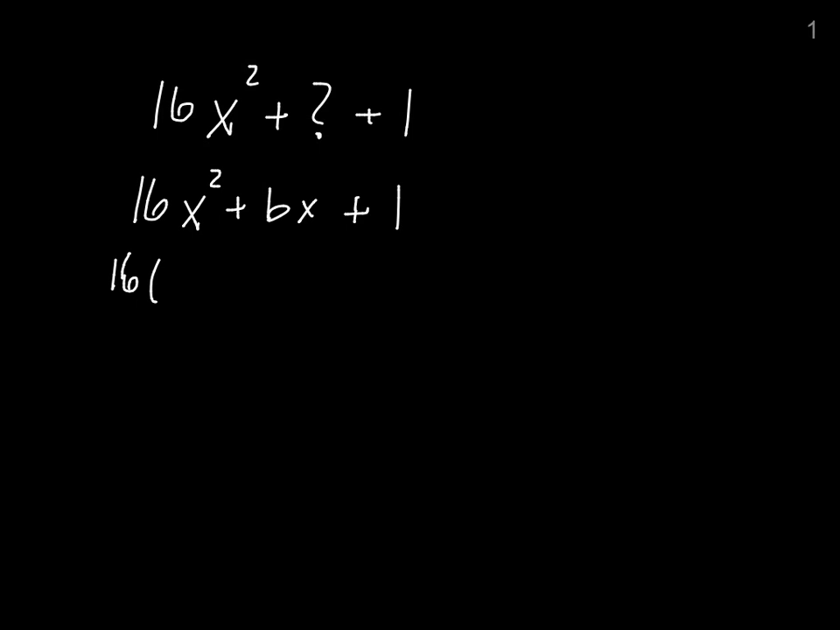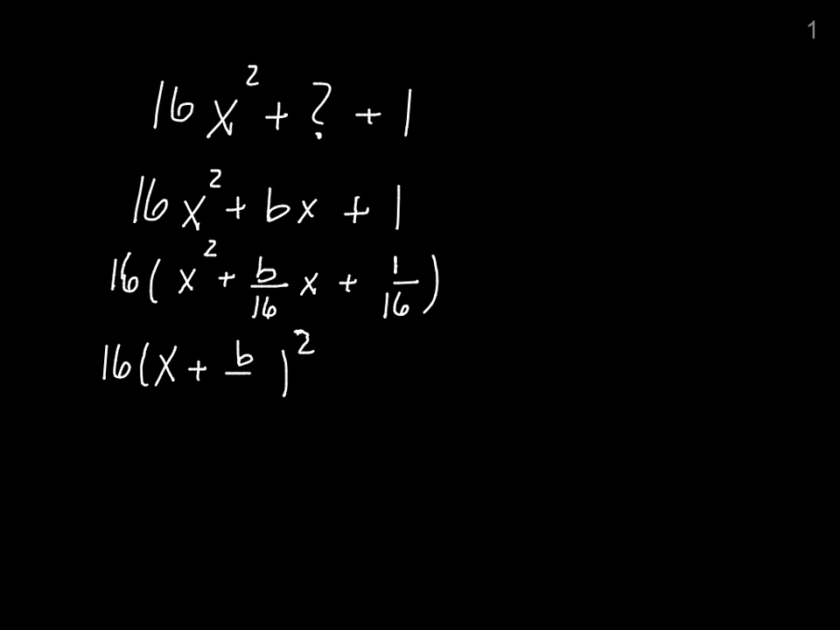That leaves me inside my brackets with x squared plus b over 16 x plus 1 over 16. The next step here is to divide the middle term by 2. So I recopy the 16 in front of my brackets, and I have x plus, positive because the middle term is positive, and half of b over 16 is b over 32. Let's see why. b over 16 divided by 2 over 1 is like saying b over 16 times 1 over 2. Now when I multiply fractions, I do top with top, bottom with bottom, and I get b over 16 times 2, which is 32.